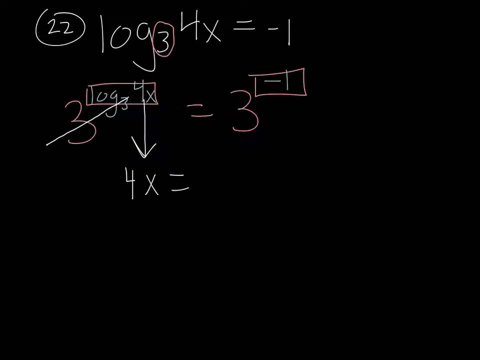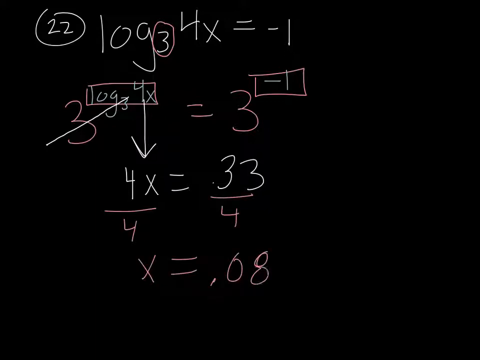If you put 3 to the negative 1 into your calculator, you would get 1/3, or else you could put 0.33. And then if you divide by 4, because that says multiplying, x would be equal to 0.08 or 1/12.